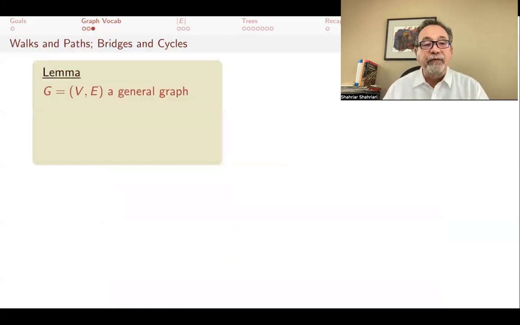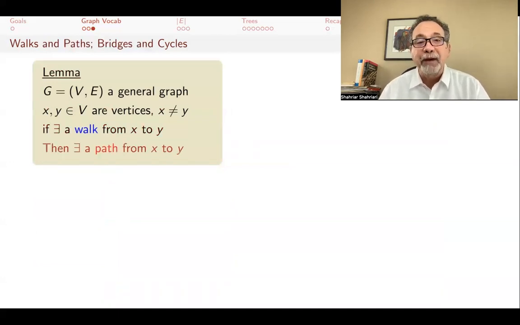One lemma that we have proved is that if you are in a general graph, and if you have two vertices, and if there's a walk between them, then there's a path between them as well. If there's a walk, there's a path. The proof of this was in a previous video, but the idea is pretty simple. If you have a walk going from x to y, and if it's not a path, then that means some vertex was repeated. Well, just trim the part of the walk between those repeated vertices and do that as many times as necessary, and you will get a path.